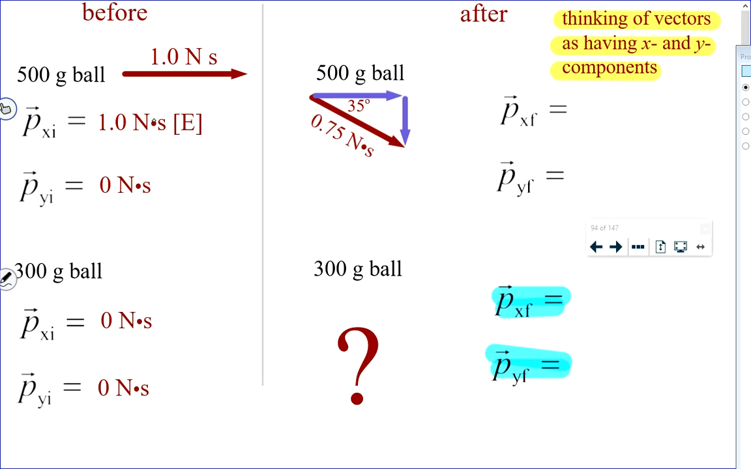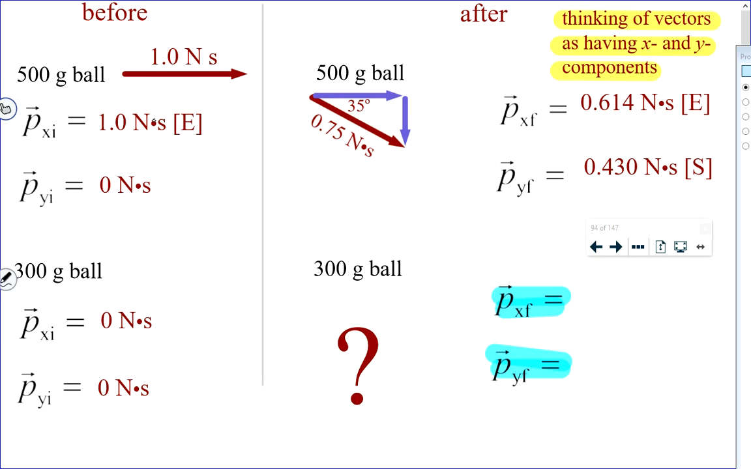When I use SOHCAHTOA, sine of theta is opposite over hypotenuse, cos of theta is adjacent over hypotenuse. To find the y and x components, I get for the x component 0.614 Newton-seconds east. And it's up to you as a student to try to carry as many of those decimals as you can. And for the y component, I get 0.43 Newton-seconds, and that is south.